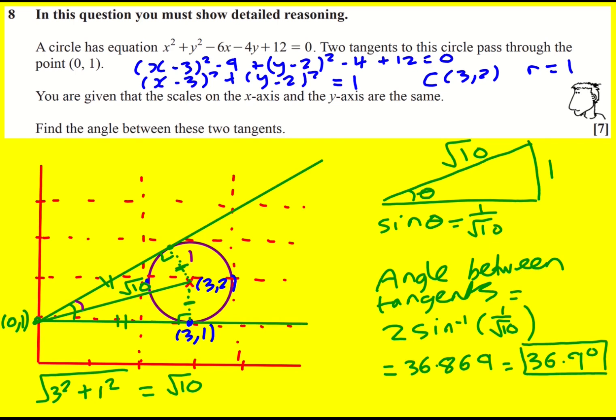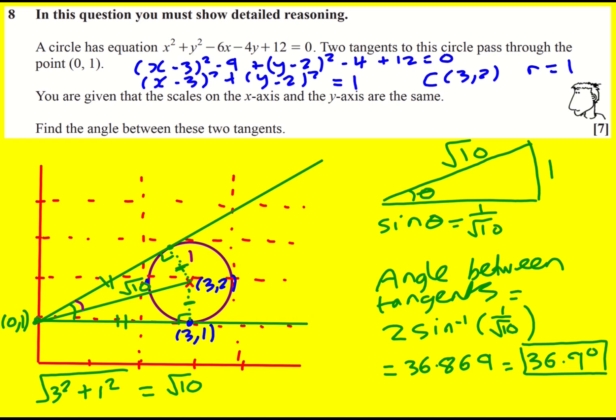So just to recap, we found the center and radius of the circle by completing the square. We sketched it out. We drew the two tangents in. It's just a sketch, but actually I tried to draw it accurately. So we had a horizontal line going from 0, 1 through the bottom of the circle, then one at a diagonal.